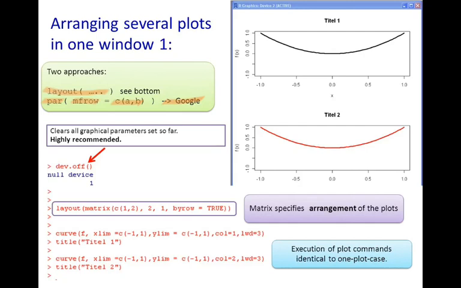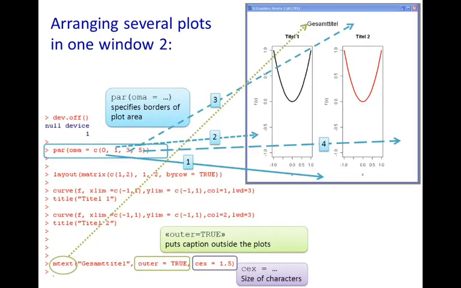So the command layout. To start with, you should clear all graphical parameters set so far. This is done with the command dev.off. This is highly recommended. The layout function needs a matrix specifying how many plots you would like to have on which line. And that is basically it. So you need to provide a matrix. You will see a more complex example right now.